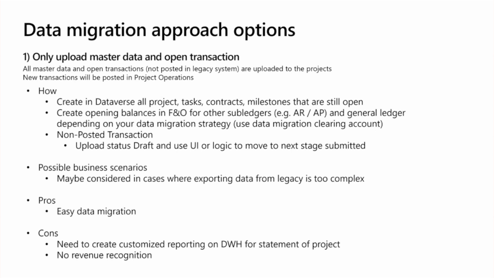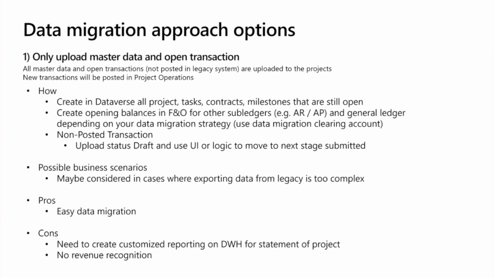First of all, in Dataverse, we're going to create projects, tasks, contracts, and milestones for all the things that are still open. And then, as for any other data migration, we would create opening balances in Finance and Operations for all other subledgers, so not project subledgers, for instance accounts receivable, accounts payable, and general ledger, depending on the data migration strategy.